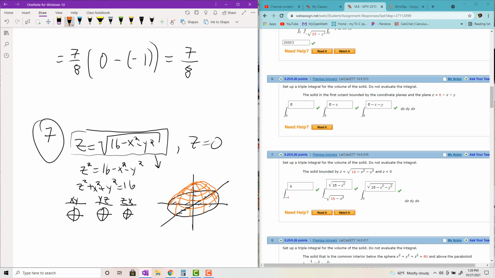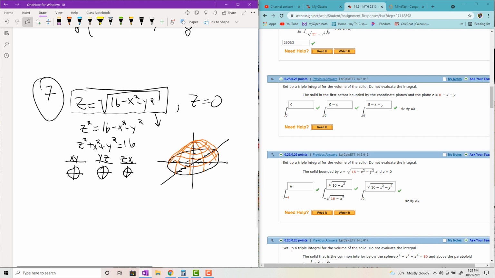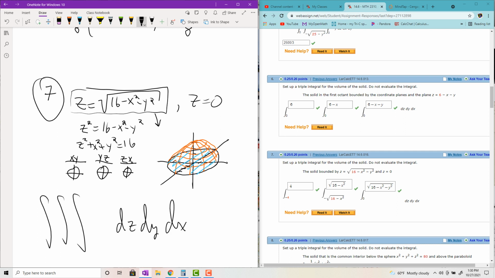Again, z equals 0 is just the xy plane. The way you think of this with the triple integral, I'm oriented with the xy plane being the bottom, like the floor. So I'm going from surface to surface. The floor is the xy plane, this circle right here, so that's z equals 0. I'll say I'm going to go dz, dy, dx, and they tell you what to do for your order.